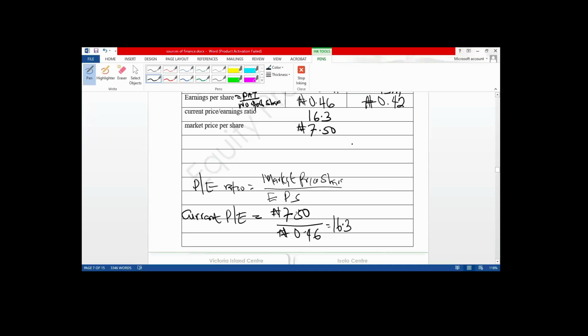Examiner says, assuming the price earning ratio remains unchanged after the proposal, that means this will still be 16.3. The question says, assuming the price earning ratio remains unchanged. That means the price earning ratio before the proposal is the same as the price earning ratio after the proposal.